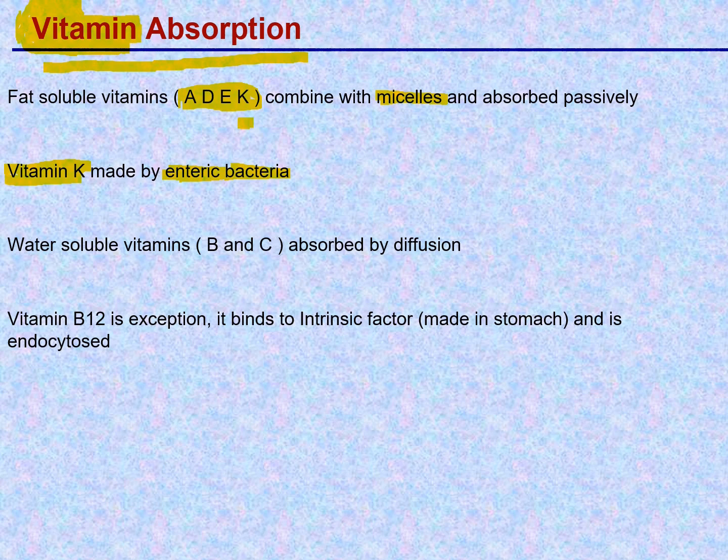Water-soluble vitamins include vitamin B and C. They're absorbed by diffusion. There are several different vitamin Bs. There is one which is unusual. It is vitamin B12. It is absorbed, always bound to a molecule made in the stomach, which we've referred to before, called intrinsic factor. It gets endocytosed across.